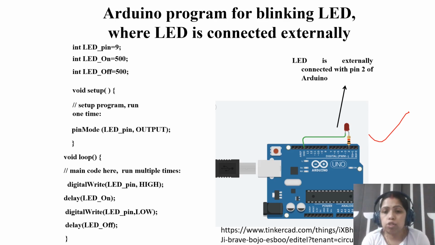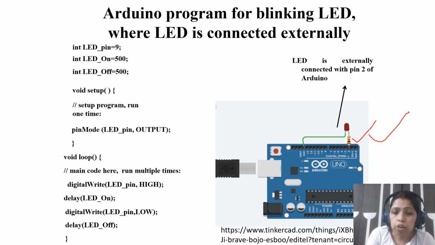The cathode terminal is used to connect with the ground, and the anode terminal you can directly connect, but it is better if you don't connect it directly to any terminal; you can use some resistance. This is the resistance. I have connected the anode terminal through the resistance to pin number 2. You can connect any pin number. You can also connect to pin number 9, 11, or 13.